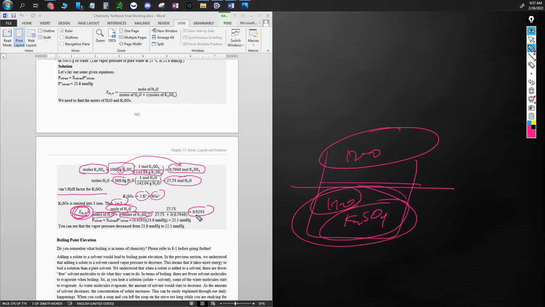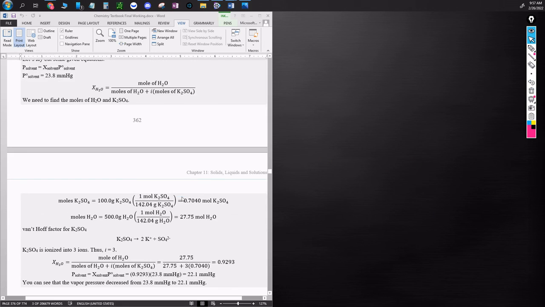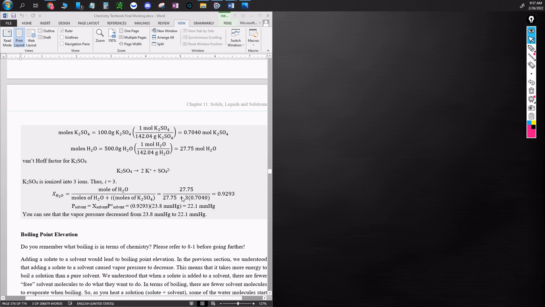So we have 0.92. That means 92.93% of the whole thing is water. That's what this means. Okay. We plug that into the equation. Let me actually blow it up a little bigger so you can see it. Let me get rid of all that stuff and let's get it bigger. Okay, there you go.